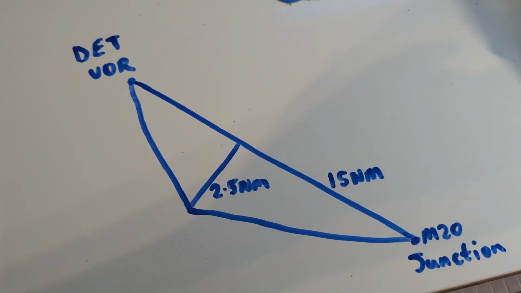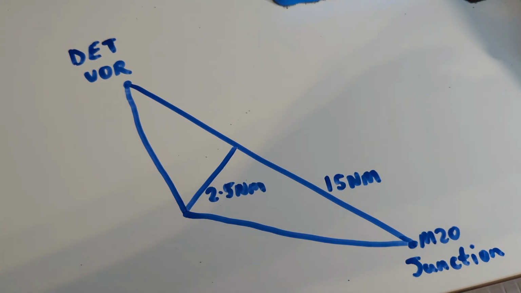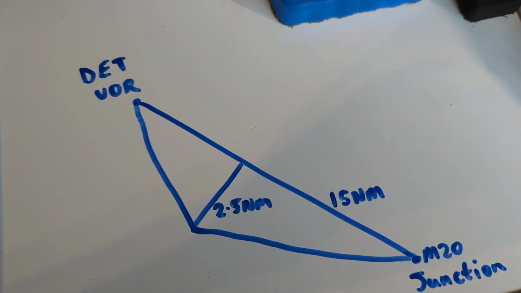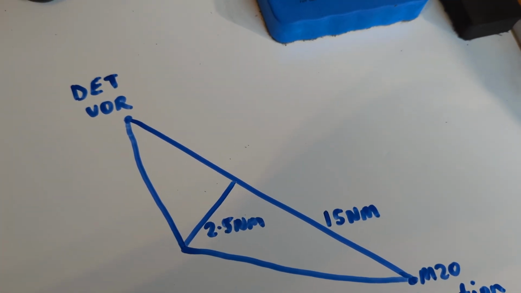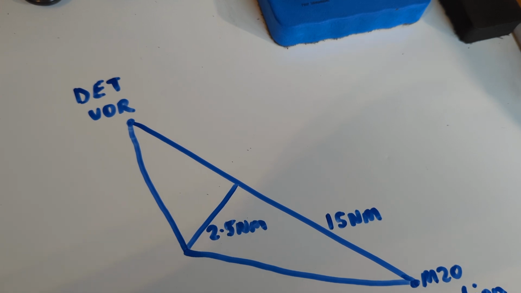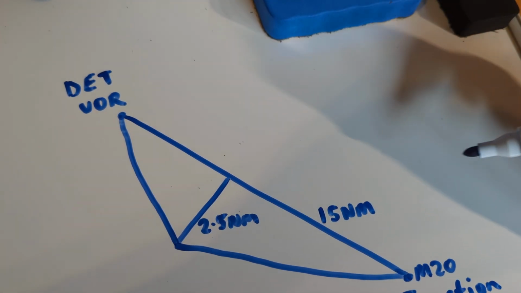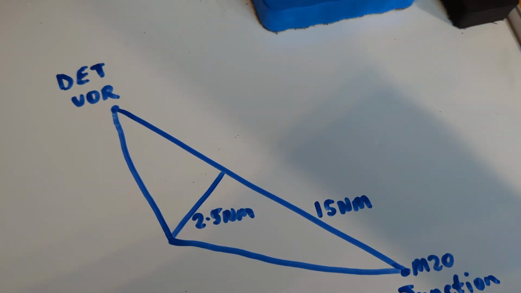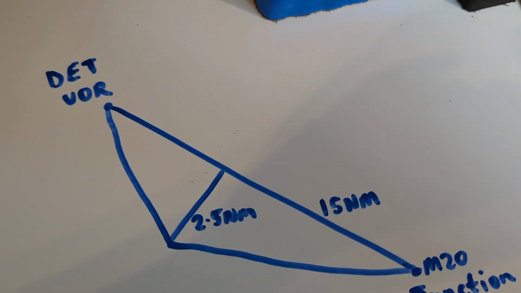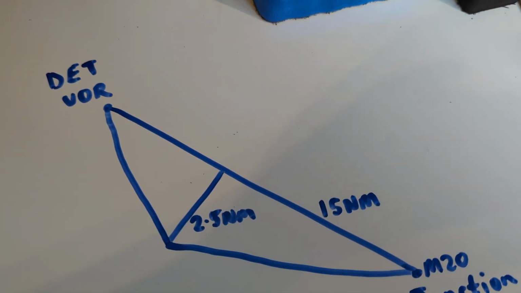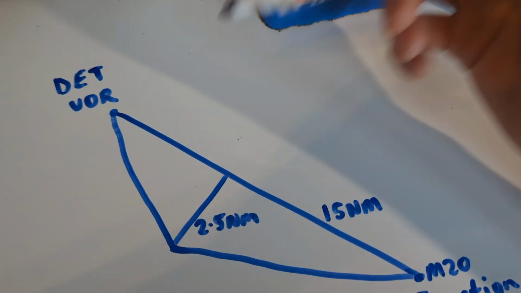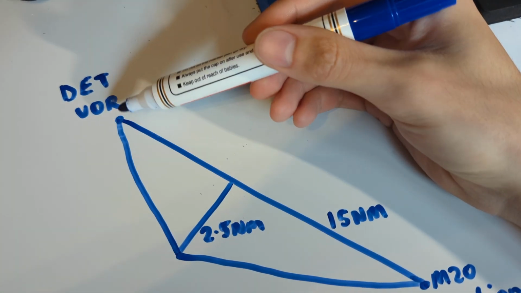So we're being told here that we're flying from the M20 junction to the Detling VOR. There were some clouds, so this pilot's had to turn left, and they're approximately 2.5 nautical miles to the left of the route after travelling 15 nautical miles. So by using the 1 in 60 rule, the magnetic heading to fly to arrive at the Detling VOR is what? So basically they're asking us for what this heading will be here.